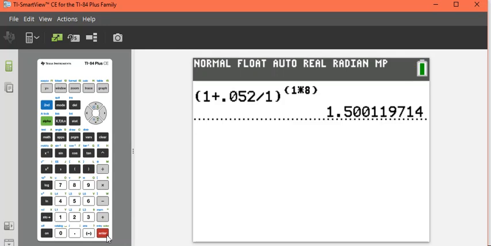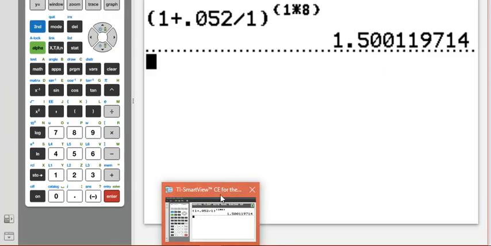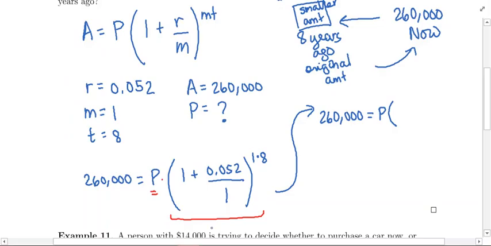And we are going to have to carry all of these digits so that we get the correct answer. You don't want to be off by a few dollars or cents. So let's go ahead and write this down. This quantity right here in parentheses with the exponent is 1.500119714. And that's what P is being multiplied by.